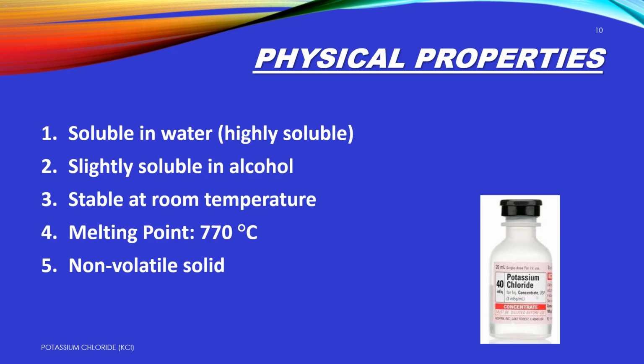4. Melting point. 770 degrees Celsius. The high melting point of KCl indicates its strong ionic bonds, requiring significant heat to break. 5. Non-volatile solid. Potassium chloride does not evaporate or vaporize easily, making it a stable solid under standard conditions.